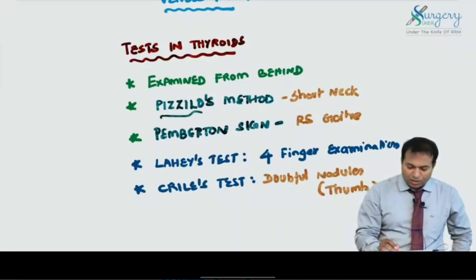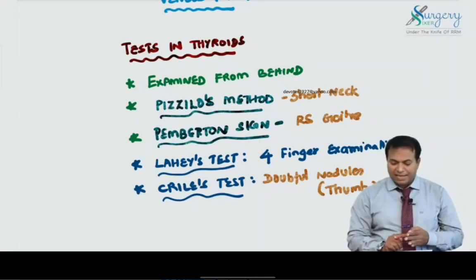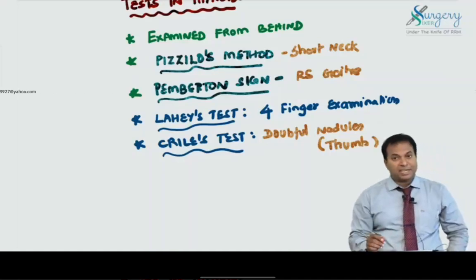Here you should know the names: Pizzillo's method, Pemberton sign, Lahey's test, Kocher's test. These are the tests available in thyroid examination.